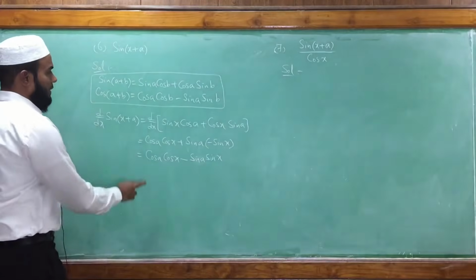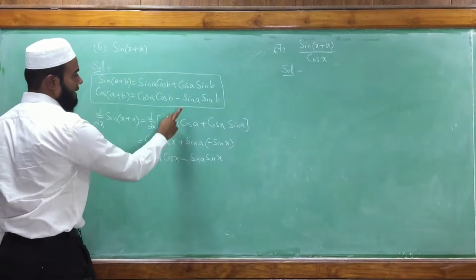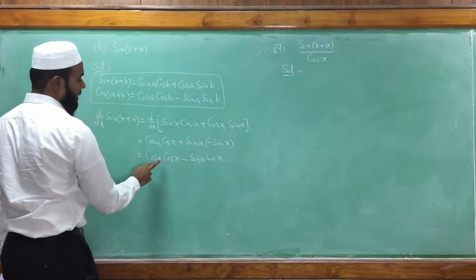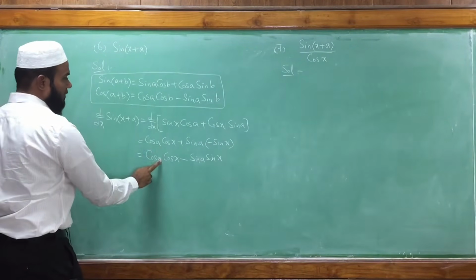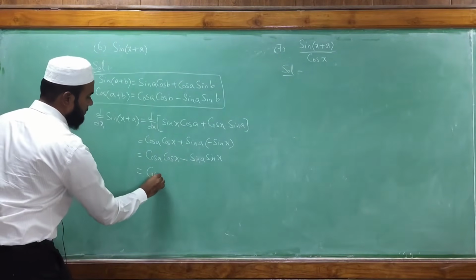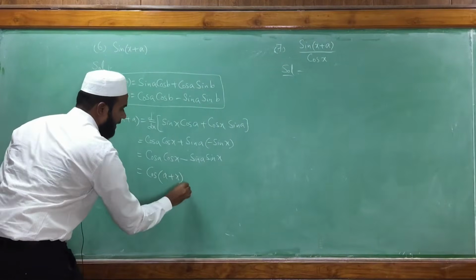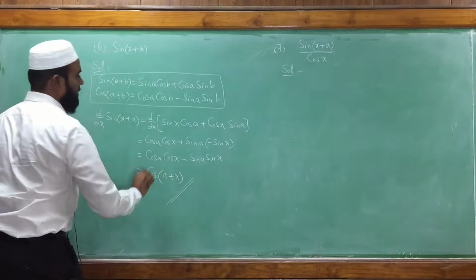Right? Now you observe, cos a cos b form. This is in the form of cos a cos b minus sin a sin b. In place of a we are having a, and in place of b we are having x. So this is nothing but cos of a plus x. Right? Hope you have understood this.